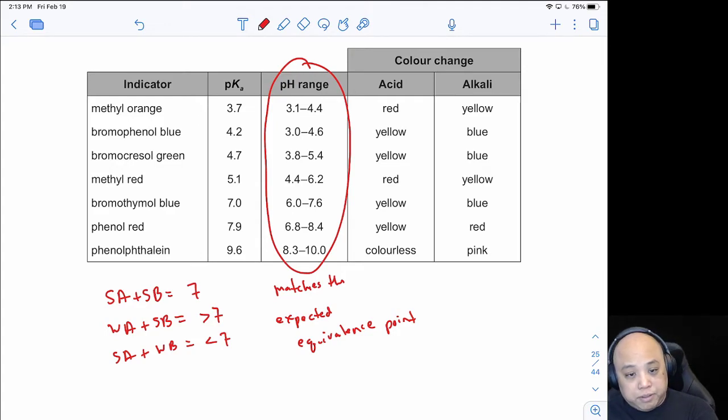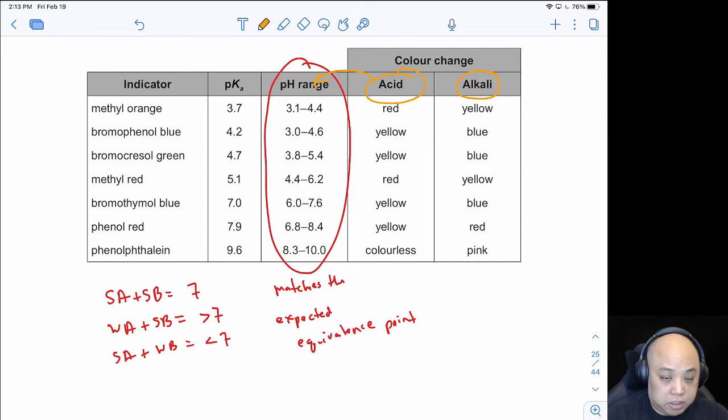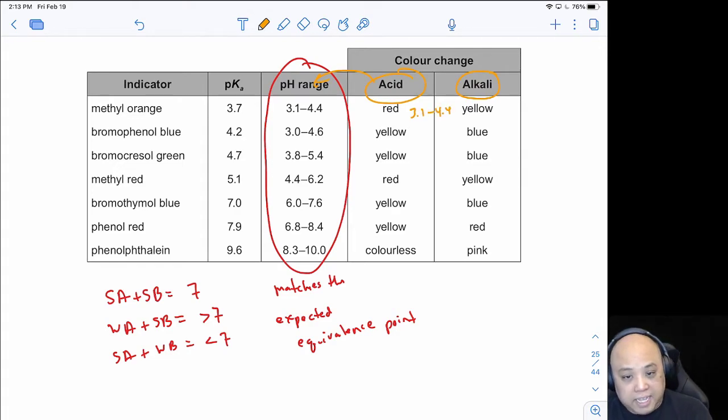Now, what you have to remember is that this color change, the idea of acid and alkali, is not what we call acid and alkali. It's relative to this pH range. So when I say it's red in acid, that means it's red when it's less than 3.1, not 7. And it's alkali when it's yellow, when it's above 4.4. So somewhere in between, it's orange. Okay. So understand that pH range fits in the middle of the acid-alkali column, and it's not based on 7 for neutral water. It's based on that.